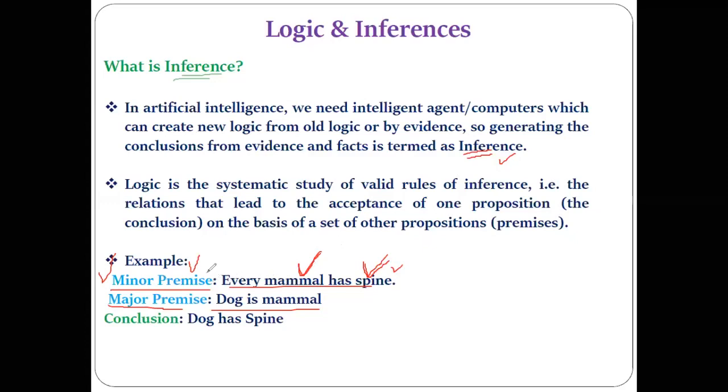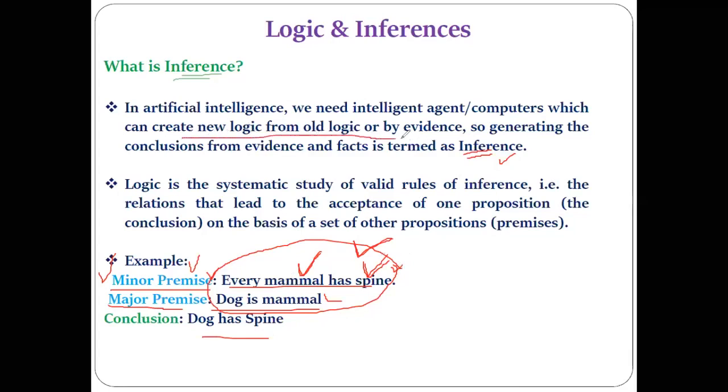Yes, sir. Mammals. So the first fact I have written: every mammal has a spine. Dog is a mammal. Now, can you tell me what kind of conclusion you can make from these two statements? Dog has a spine. I have written there, dog has a spine. This is the thing I am telling you in the first statement.